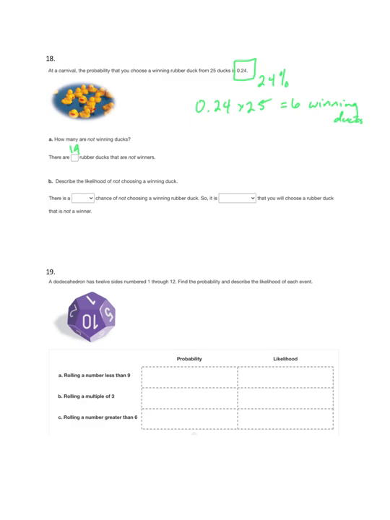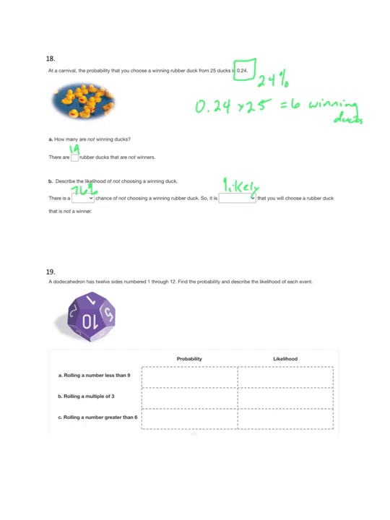Describe the likelihood of not choosing a winning duck. Well, if there's a 24% chance of getting a winning duck, then there would be a 76% chance of not choosing a winning duck. So it is likely that you'll choose a duck that's not a winner. It's unlikely that you would choose a duck that is a winner.